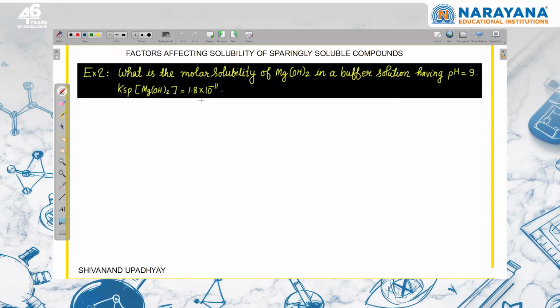What is the molar solubility of magnesium hydroxide in a buffer solution of pH 9? So we know that the value of Ksp does not depend on addition of something. It only depends on temperature. So Ksp of magnesium hydroxide is Mg2+ ion in the system and OH- ion in the system whole square. Here the system has pH 9, means the pOH of the system is 5, means OH- ion concentration is 10 to the power minus 5.